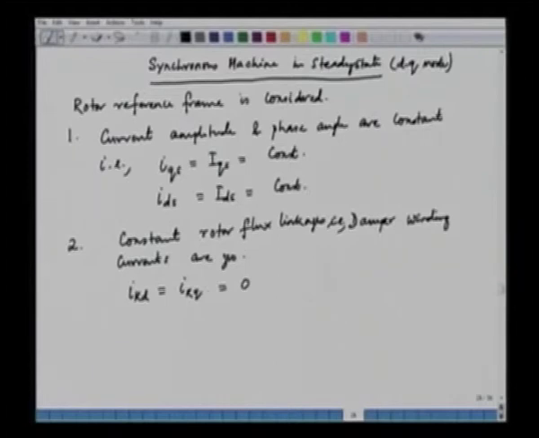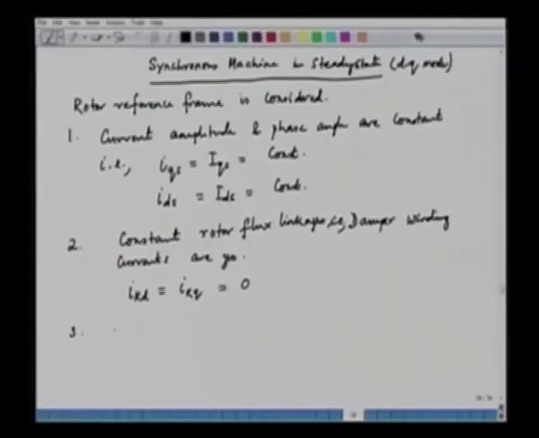And we can also assume that the field current is also constant. The field is separately excited. So, we can assume that the field current is also constant, which means IF is equal to capital IF is equal to constant. Of course, the speed is constant.